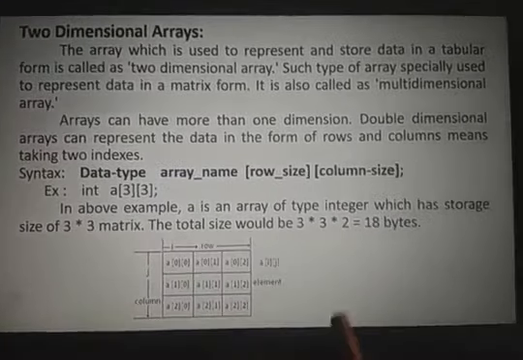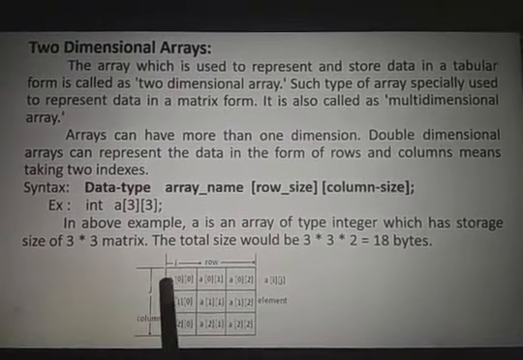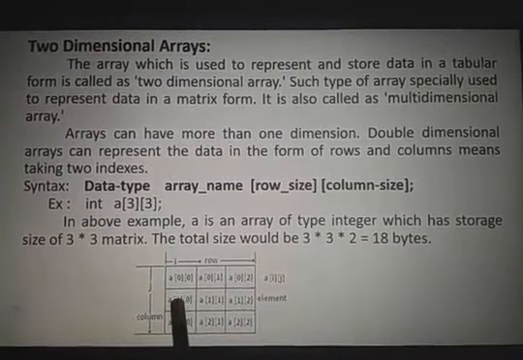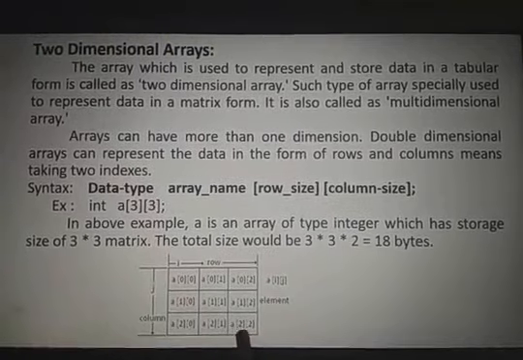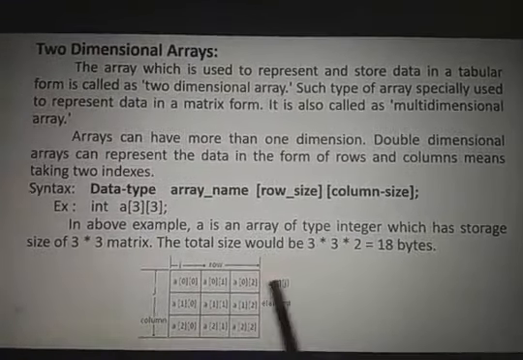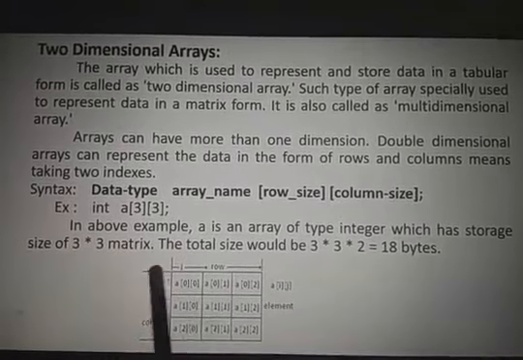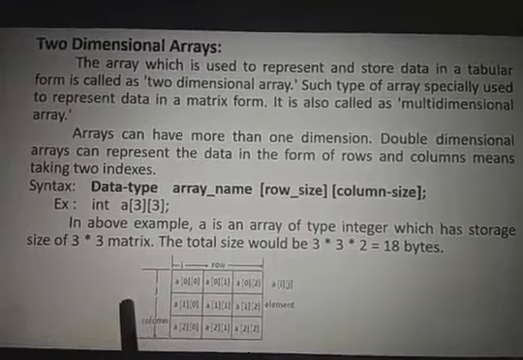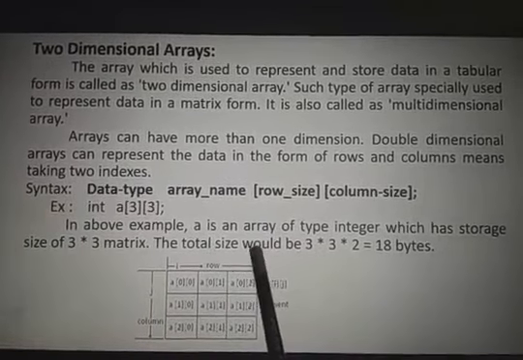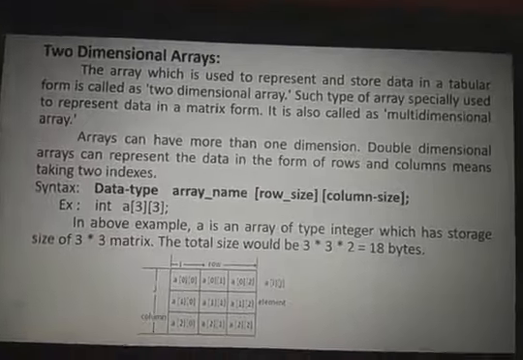How to represent it? Like this, rows and columns. 0,0; 0,1; 0,2. 1,0; 1,1; 1,2. 2,0; 2,1; 2,2. Column 1, column 2, column 3. Row 1, row 2, row 3. Row 0, column 0: 0,0; 0,1; 0,2. Next, 1,0; 1,1; 1,2. Then 2,0; 2,1; 2,2. Like that the values will be copied.